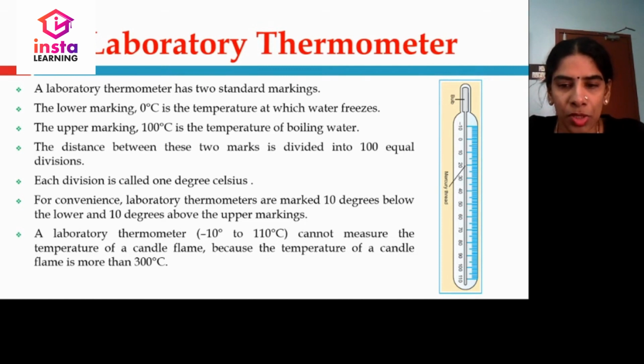A laboratory thermometer cannot measure the temperature of a candle flame. Why? This is because the temperature of a candle flame is more than 300 degrees Celsius. So, we can use the laboratory thermometer only between the range of -10 to 110 degrees Celsius. Below -10 or above 110 degrees, temperatures of a substance cannot be measured using a laboratory thermometer.